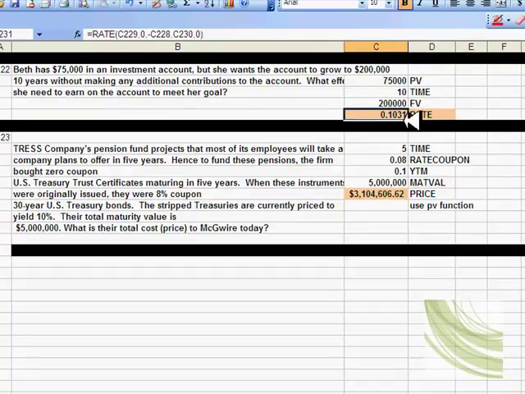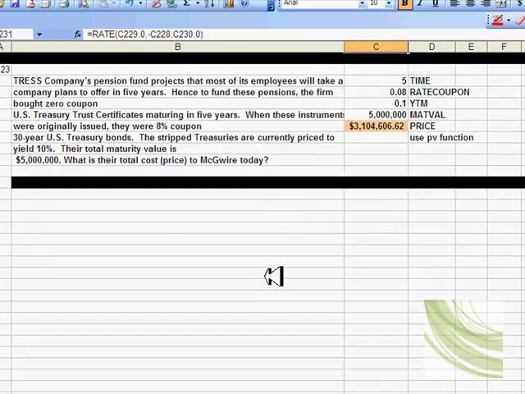If she earns 10% return, then that money will grow to $200,000. So that's how you would calculate that type of problem. Let's do the last one.